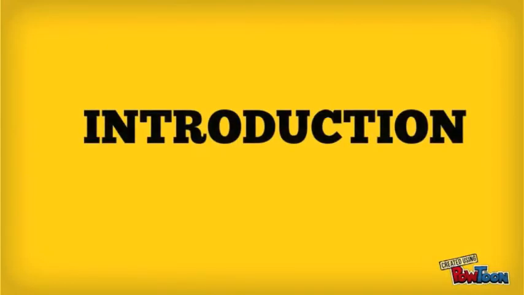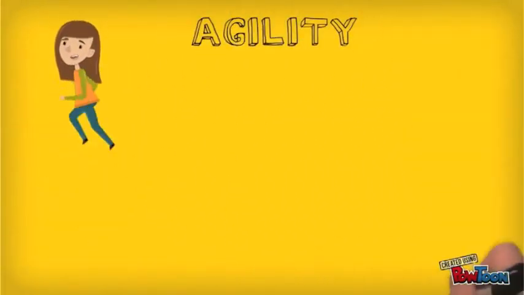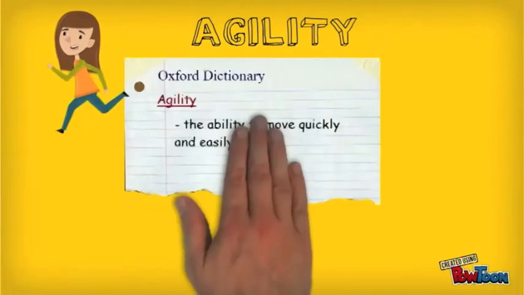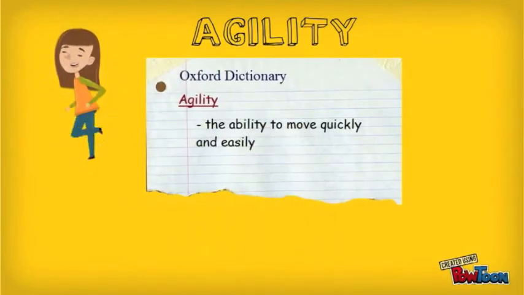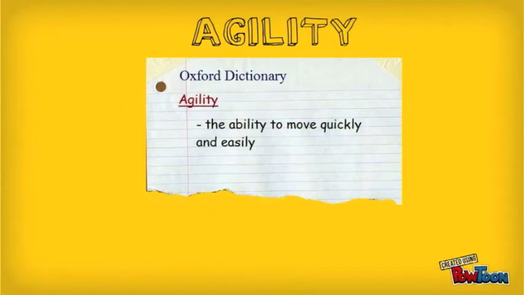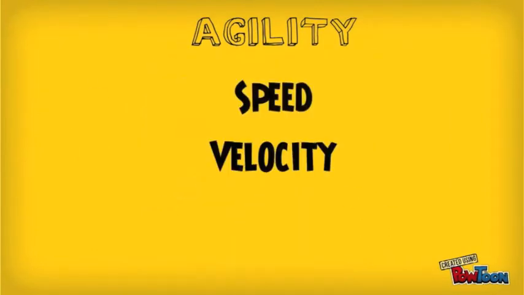Introduction. One of the objectives of Physical Education 9 is to test the agility of students. Agility, according to the Oxford Dictionary, is the ability to move quickly and easily. Agility is associated with speed and/or velocity.